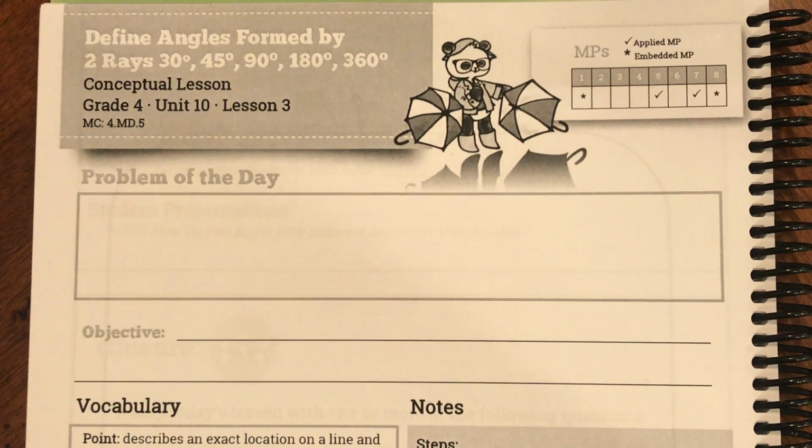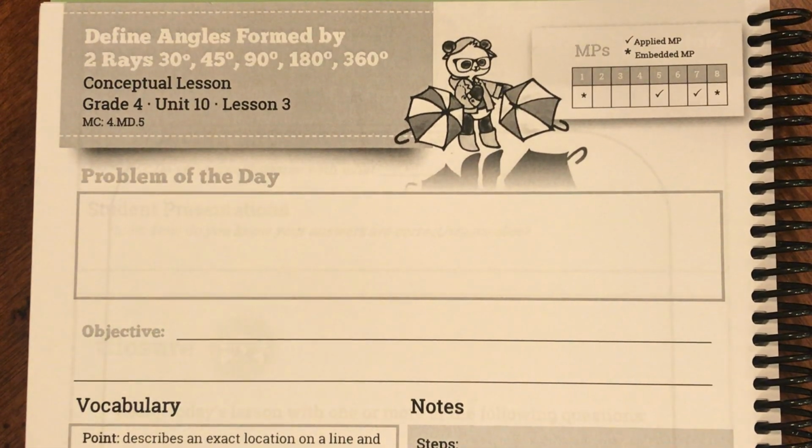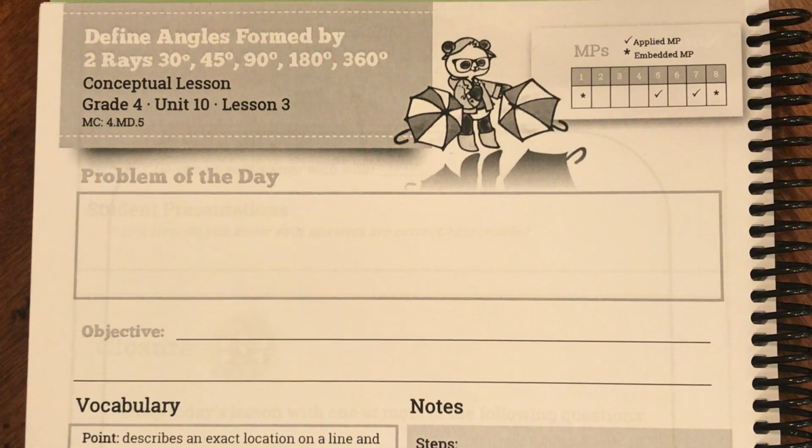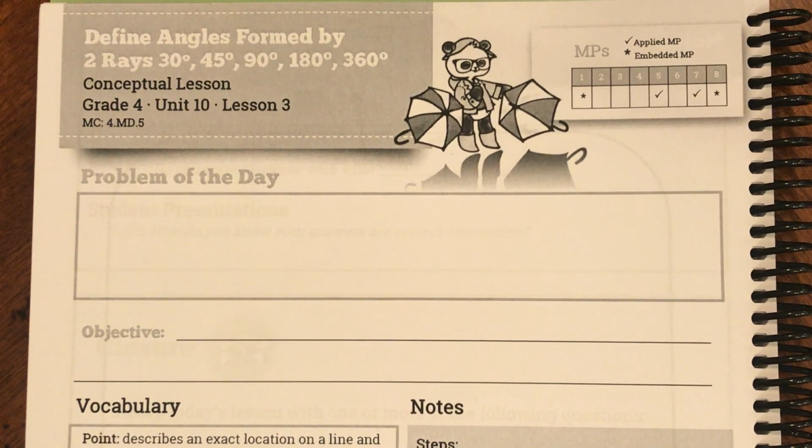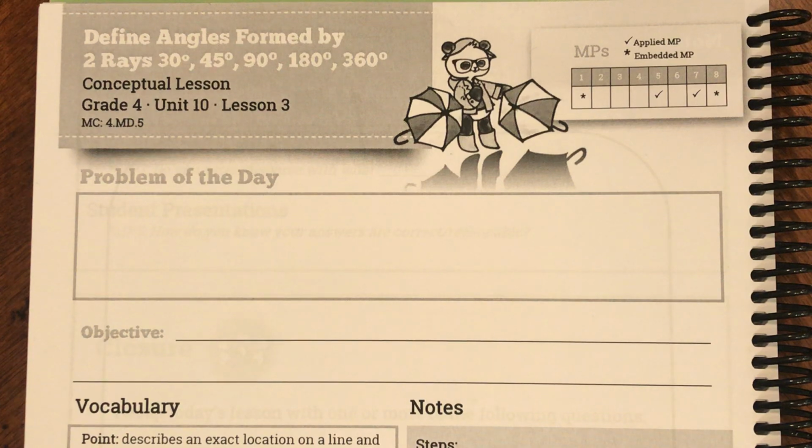Good morning, fourth graders. Today we are on page 167 of your student journal, and we are moving on to something a little bit new. So we're still going to be talking about our line segments and our lines and rays and angles, but we're going to be adding something to that.